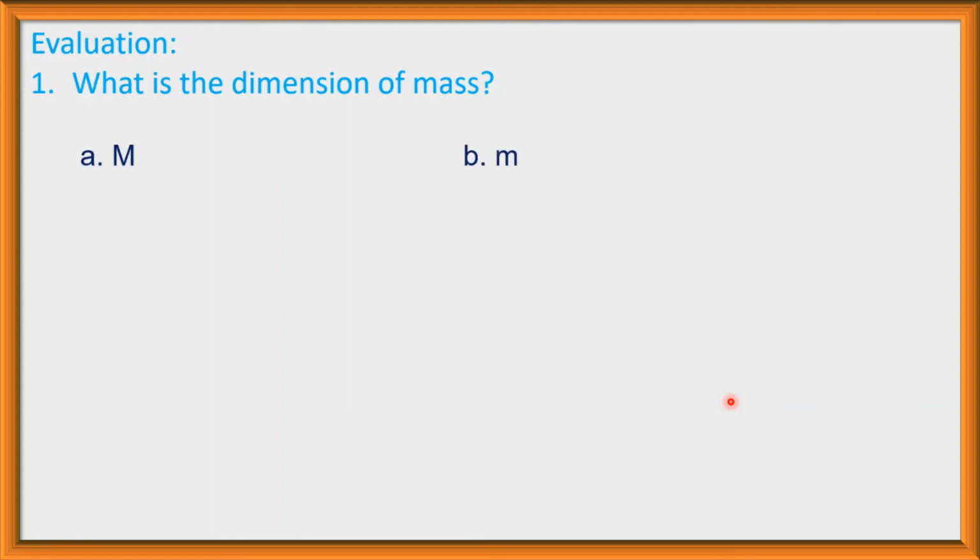Now evaluation. What is the dimension of mass? A, capital M; B, small m; C, capital T; D, capital N. Which one is correct? We know the dimension of mass is capital M. So A is the right answer.